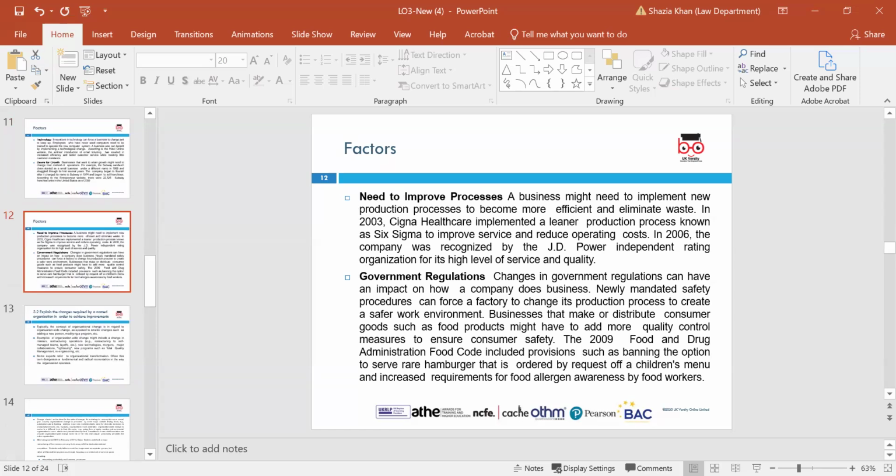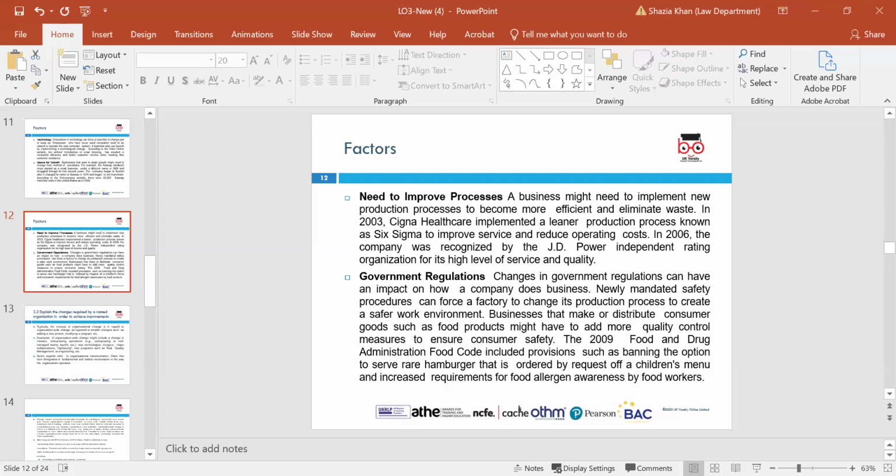Some other factors are things like the need to improve processes. A business might need to implement new processes and productivity measures to become more efficient, making sure that they're shifting from the older ways. An example was Sigma Healthcare, which implemented a leaner production process known as Six Sigma to improve service and reduce operating costs.